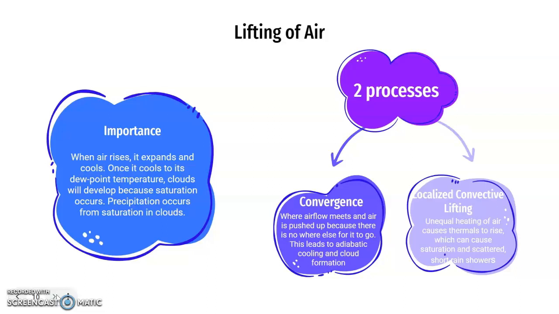There are more than two processes, but we will be talking about two today. One of them is convergence. Convergence is where the airflow meets and air is pushed up because there's nowhere else for it to go, because it can't go down. This leads to adiabatic cooling and then cloud formation. And then localized convective lifting. Localized convective lifting is unequal heating of air, and this causes thermals to rise, which can cause saturation and scattered short-range showers.